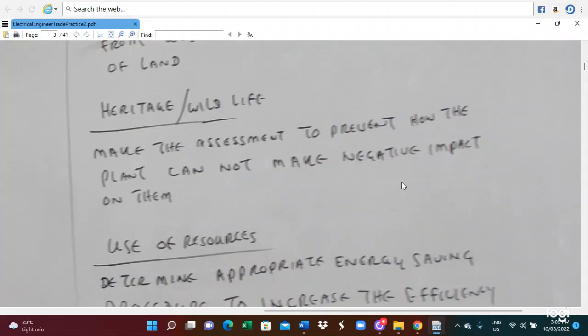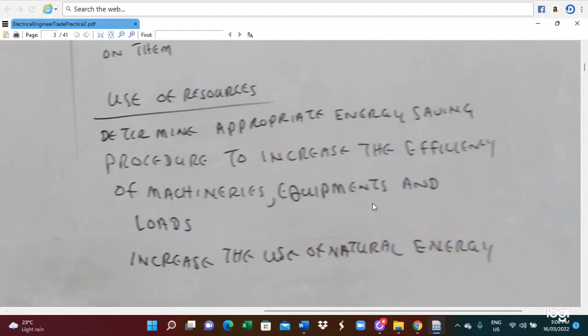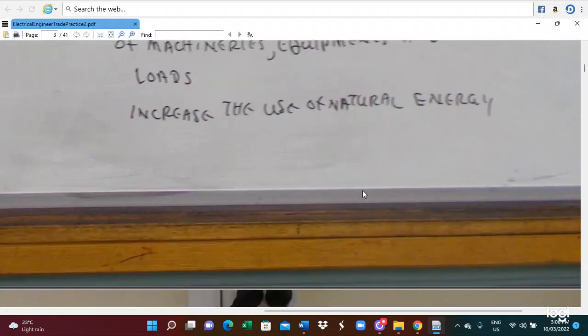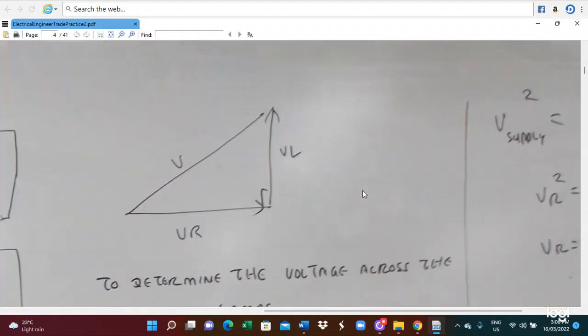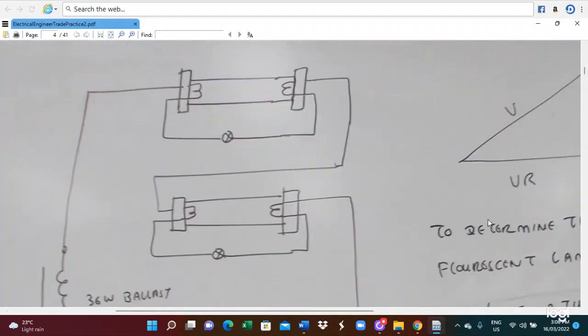The light concentration is also important. You have to make the assessment to prevent harm, since there can be a negative impact on the plants as well. We also have to utilize the resources. We determine the appropriate energy saving procedure to increase the efficiency of machinery and equipment, and lowering consumption is also an important aspect. Also, you have to increase the use of natural energy. So this is the way we find out the environmental impact assessment.